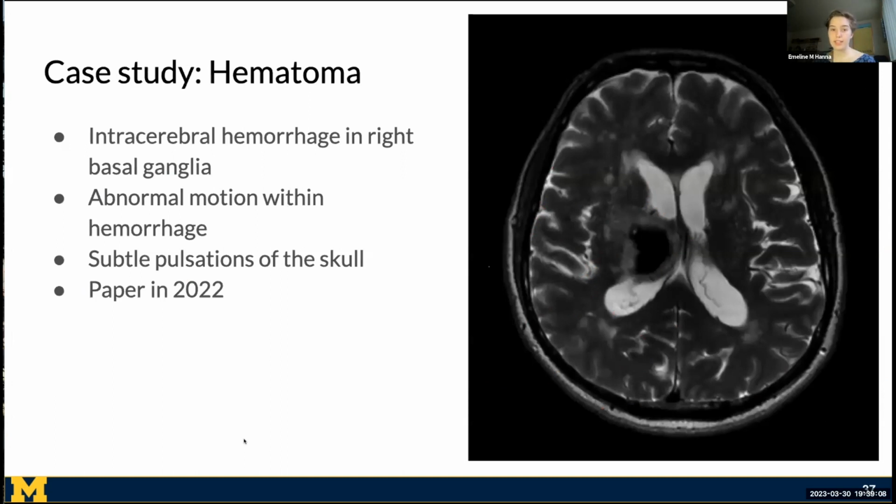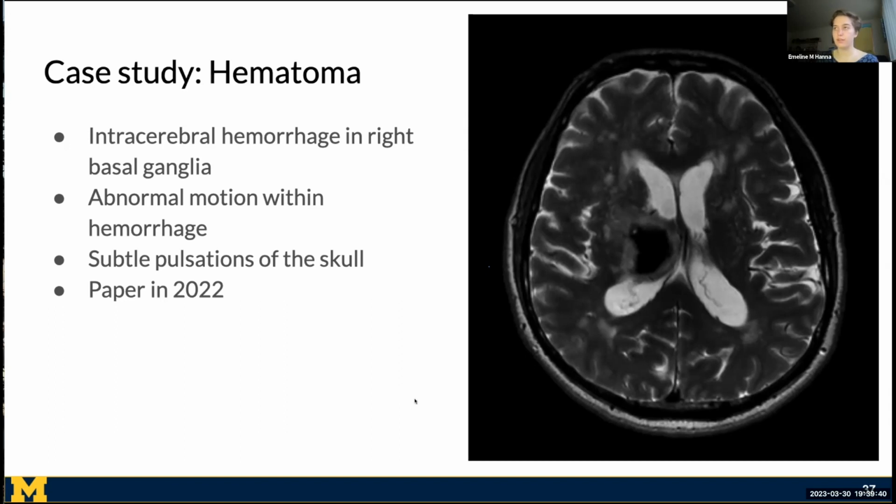So a case study of a patient, this was done in 2022, where this patient has a hematoma. A hematoma is clotted blood within the tissue. And you can see it here. This is just a still MRI of the patient, but you can see it here. They wanted to investigate how amplified MRI would do at looking at abnormal motions.